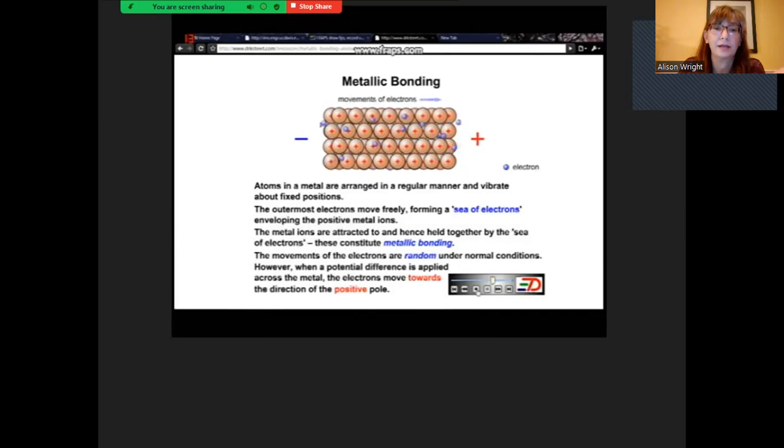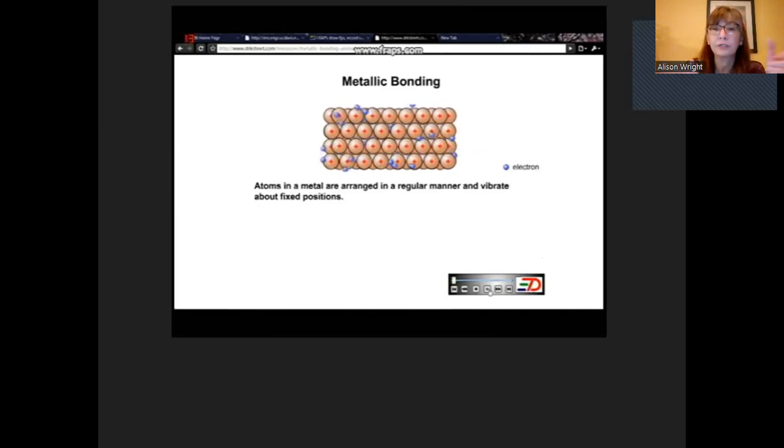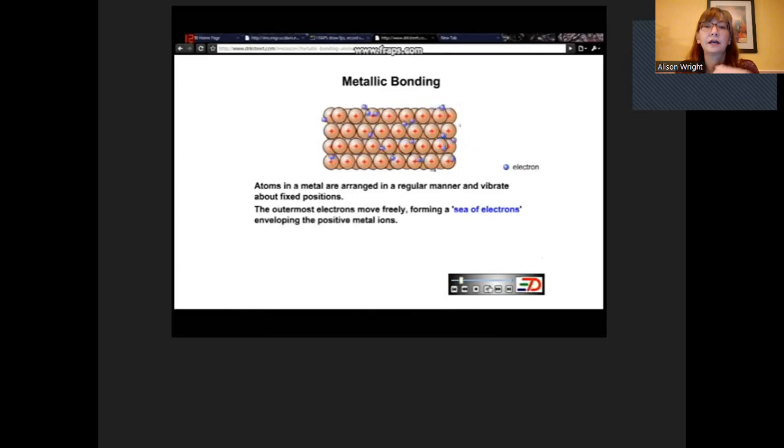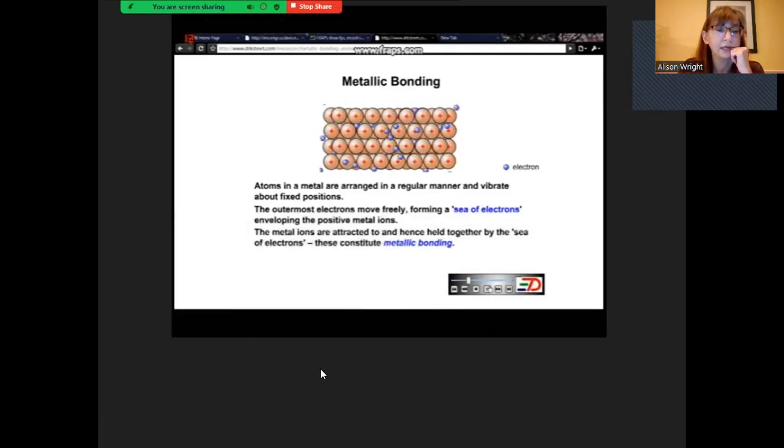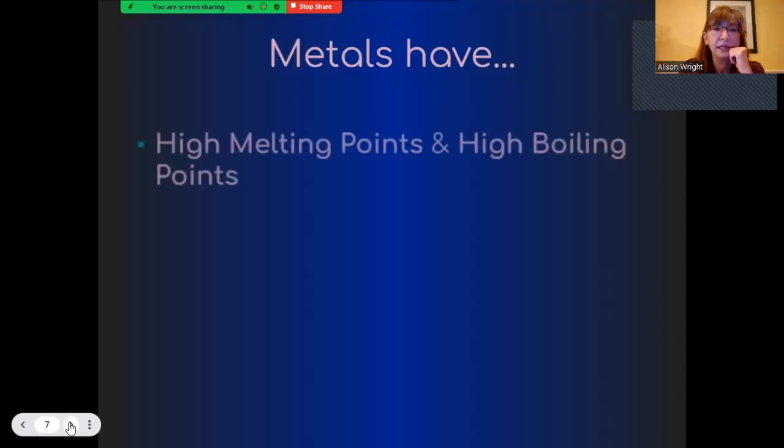That is the bond. Okay, so the movements of the electrons are random typically, but if you put a voltage difference on one end or the other of the wire, that causes the electrons to move in a particular direction. That's how we control electricity. All right, so hopefully that makes sense to you.